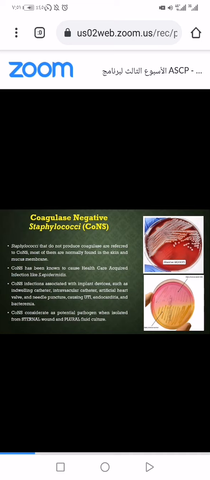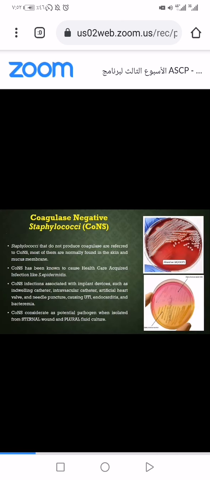It's really hard to treat. It can cause many complications. So, infections associated with implant devices such as indwelling catheters, intravascular catheters, artificial heart valves, and needle punctures, causing UTI, carditis, and bacteremia. Coagulase negative staph is considered a potential pathogen when isolated from a sternal wound or pleural fluid because it causes endocarditis.